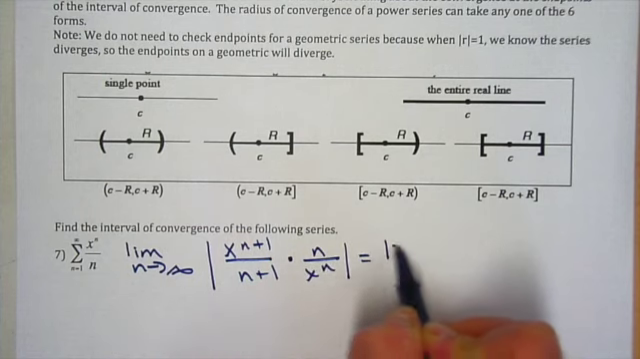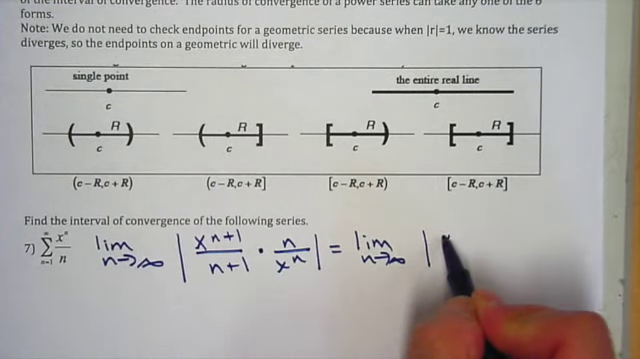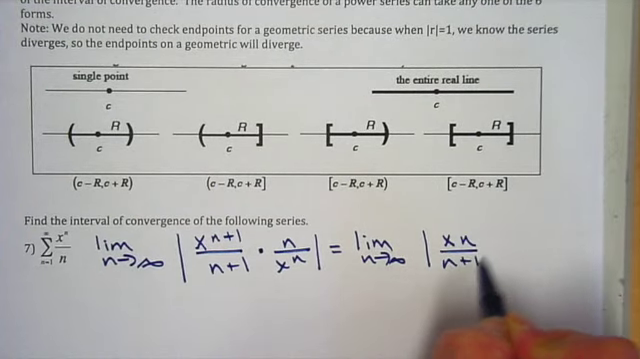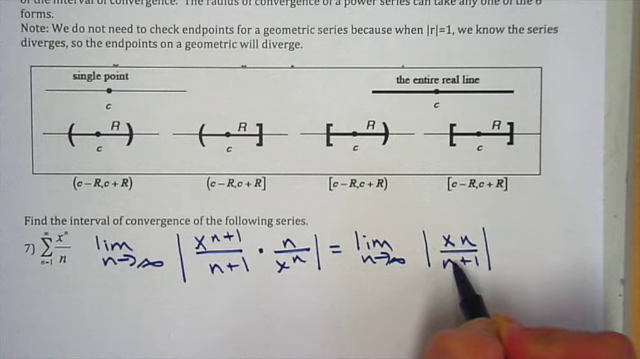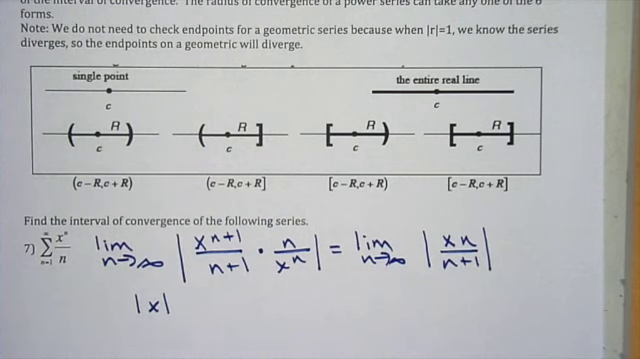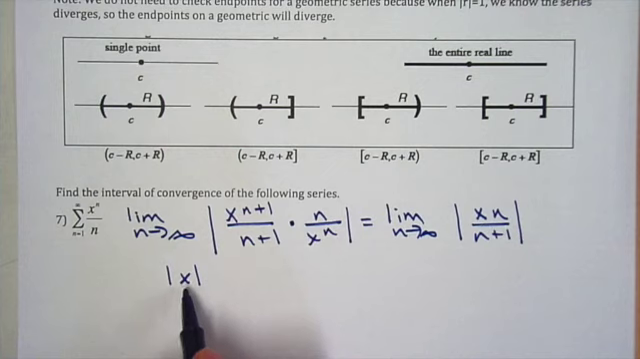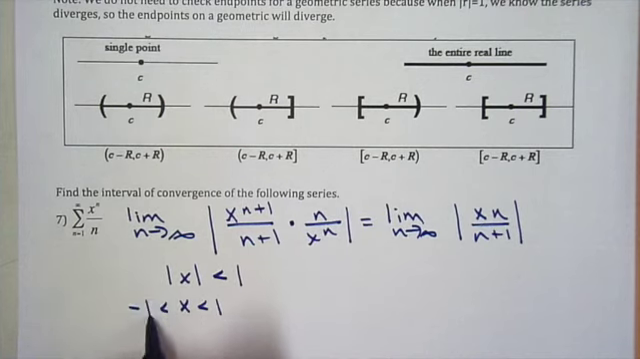Okay, I'm going to simplify. Notice all you're left with is an x to the first on the top. The n and the n plus 1 are still there. But when I take the limit now, the limit of this is 1. So your limit is just this. This is your ratio test. Ratio test says it converges when that limit is less than 1. So I can go ahead and solve this pretty easily.